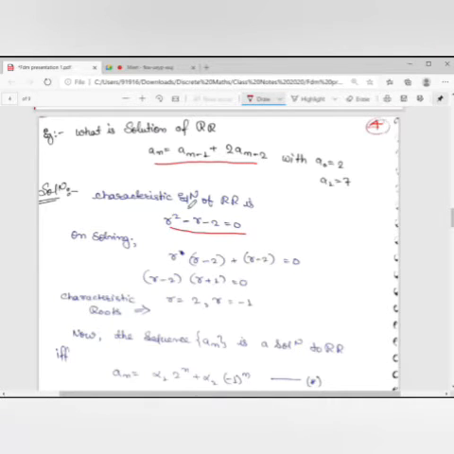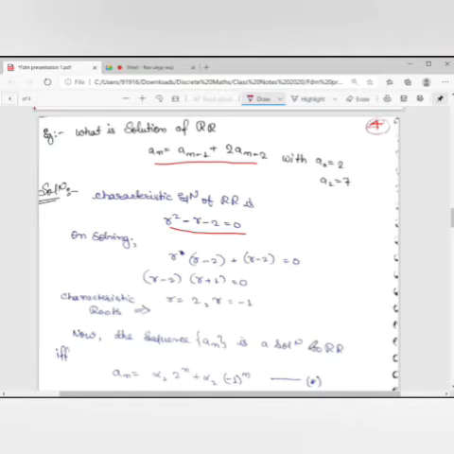On solving this, we will get r square minus 2r plus r minus 2 equal to 0. On taking common, I will get (r minus 2)(r plus 1) equal to 0, and the roots will come out, r equal to 2 and r equal to minus 1. We can write r1 equal to 2 and r2 equal to minus 1. These are the solutions of the characteristic equation, so we know these roots as characteristic roots.